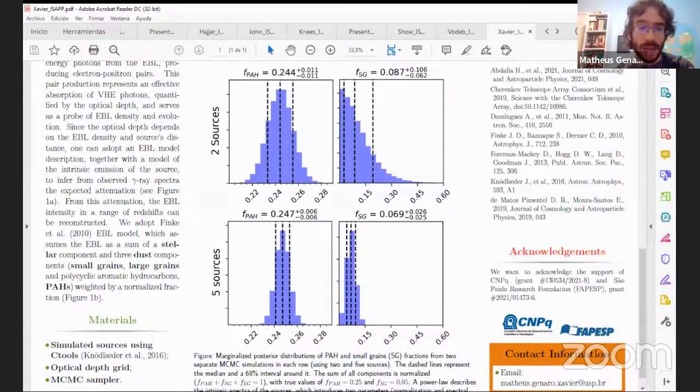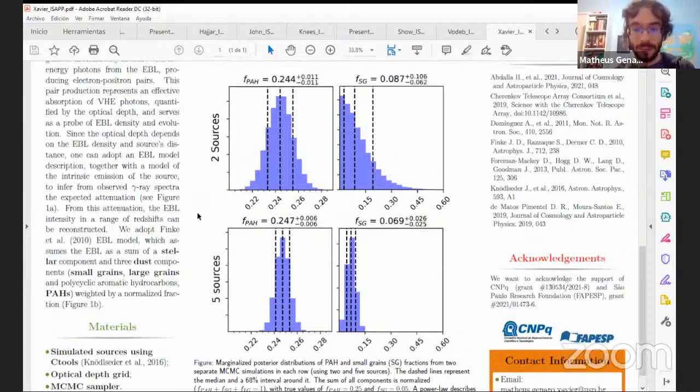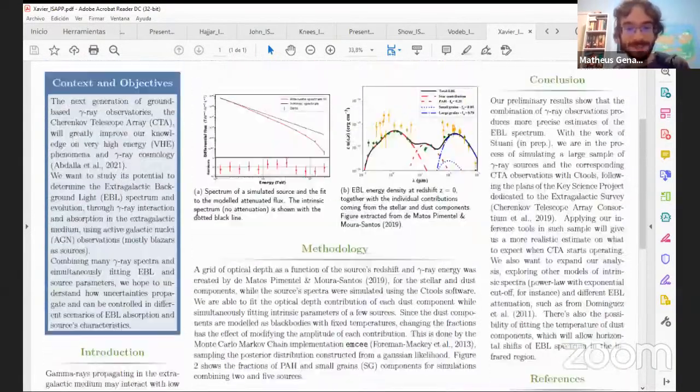So the perspective is to study all these cases: how many sources we can combine, and what kind of constraints we can achieve with different EBL models and different intrinsic spectrum models too. So we can study the impact of CTA on these types of constraints. This is just a brief overview of my work. If you have any questions about the methodology or anything, you can write me an email or we talk later. Thank you so much for your attention.